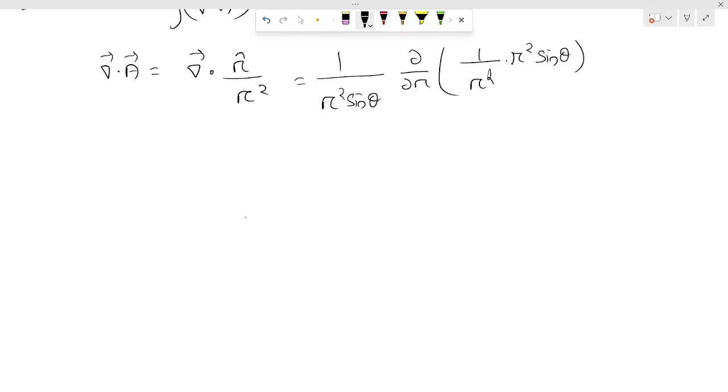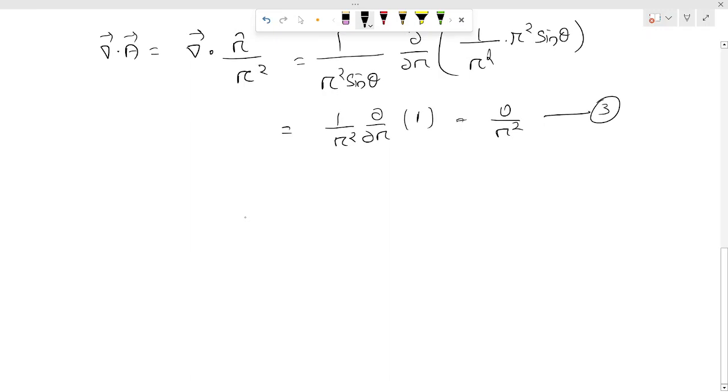So what will you get from here? 1 upon r square, and r square here gets cancelled, and sine theta, it will become del upon del r of 1. So it will become 0 upon r square. Give it equation number 3. If you further solve it, you will get the value 0. 0 upon r square, that is 0.